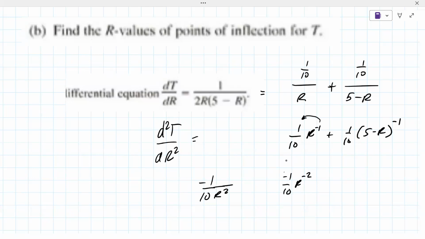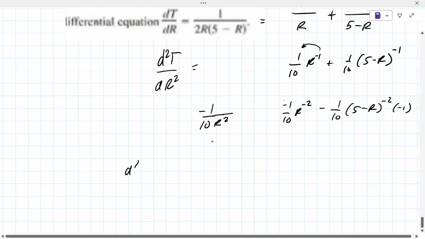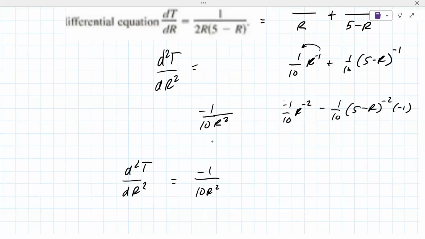And then this becomes minus 1/10, 5 minus r to the minus 2 power times negative 1, which makes a plus. So your second derivative here is minus 1/10 r squared plus 1/10 5 minus r squared, like that. And then you're setting this equal to 0 to find inflection points.